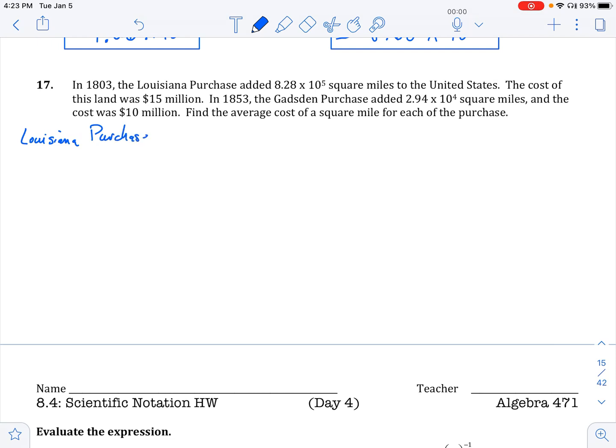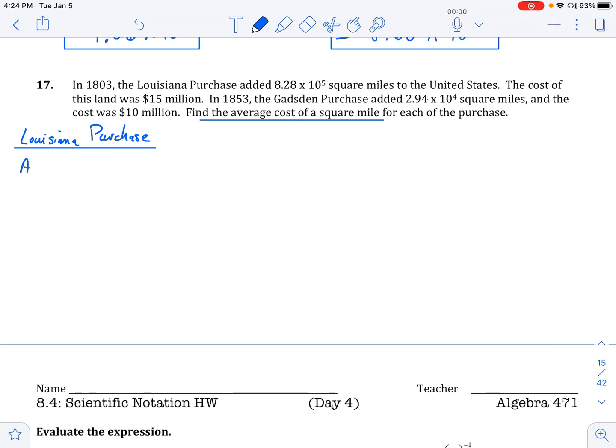50 years later, the U.S. decided they wanted more land. So in 1853, they made what was known as the Gadsden Purchase. The Gadsden Purchase was, I believe, what we think of as the land area of Arizona, New Mexico, that area. And that was purchasing 2.94 times 10 to the 4th square miles, and this cost was $10 million. What they would like us to do is to find the average cost of each property. So the average cost per square mile.